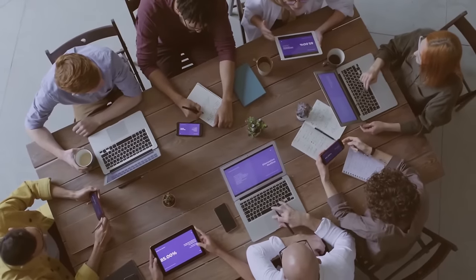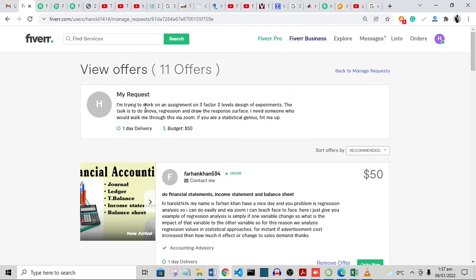So my request was, I'm trying to work on an assignment on 3-factor, 3-level design of experiments. The task is to do ANOVA, regression, and to draw a response surface. I need someone who would walk me through this via Zoom. If you're a statistical genius, hit me up. Very simple. So 3 tasks: ANOVA, regression, response surface.